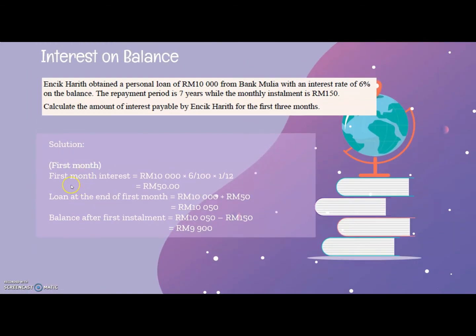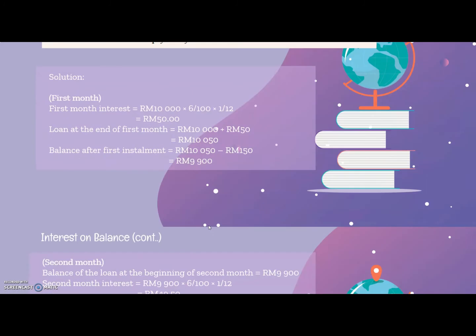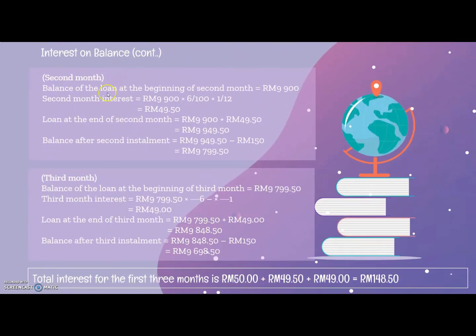The first month interest is 10,000 ringgit times 6% times 1 over 12, because it is for 1 month, so it equals 50 ringgit. The loan at the end of the first month is 10,050 ringgit, and the balance after the first installment is 9,900. For the second month, the balance of the loan at the beginning equals 9,900.